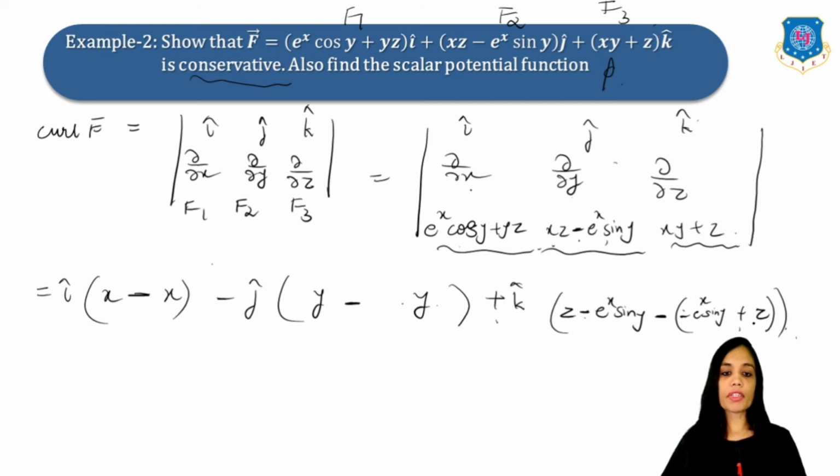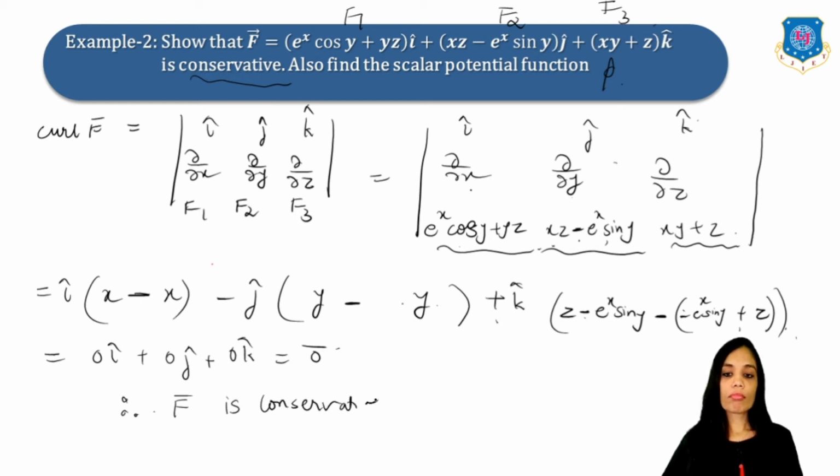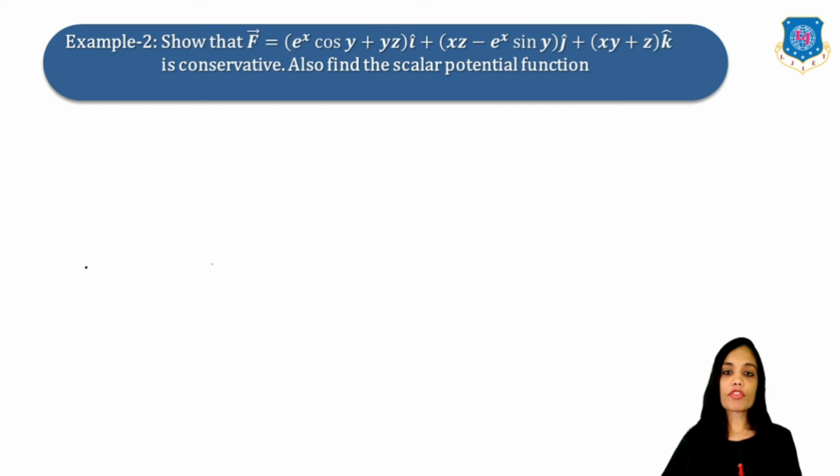Now if I open the brackets, you can see these two will get cancelled out. So the final answer will be 0 i cap plus 0 j cap plus 0 k cap. That is our vector 0 bar. Therefore, we can say that our vector field F bar is conservative. Now we have to find the scalar potential function phi.